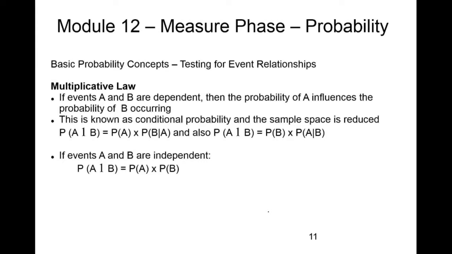The multiplicative law: if events A and B are dependent, then the probability of A influences the probability of B occurring. So this is known as conditional probability, and the sample space is reduced as follows. Or if events A and B are independent, then it looks like that.